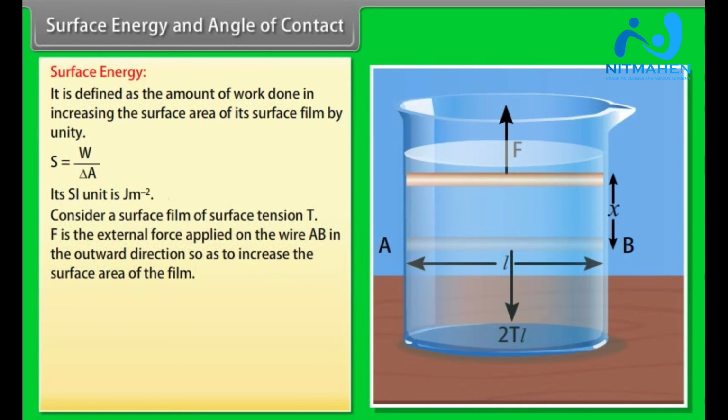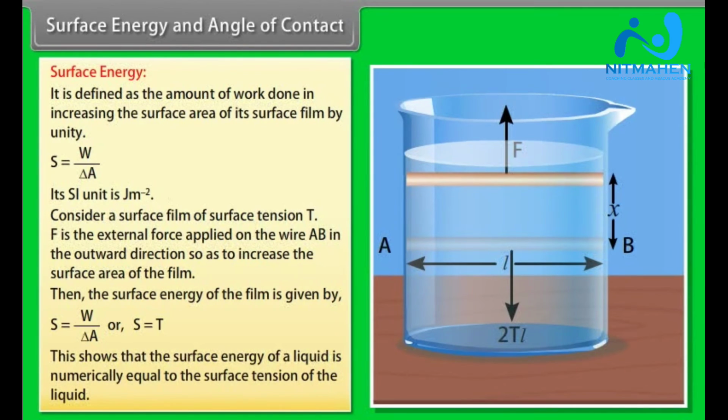Consider a surface film of surface tension T. F is the external force applied on the wire AB in the outward direction so as to increase the surface area of the film. Then the surface energy of the film is given by: we know that S is equal to W upon delta A. This gives the result S is equal to T. This shows that the surface energy of a liquid is numerically equal to the surface tension of the liquid.